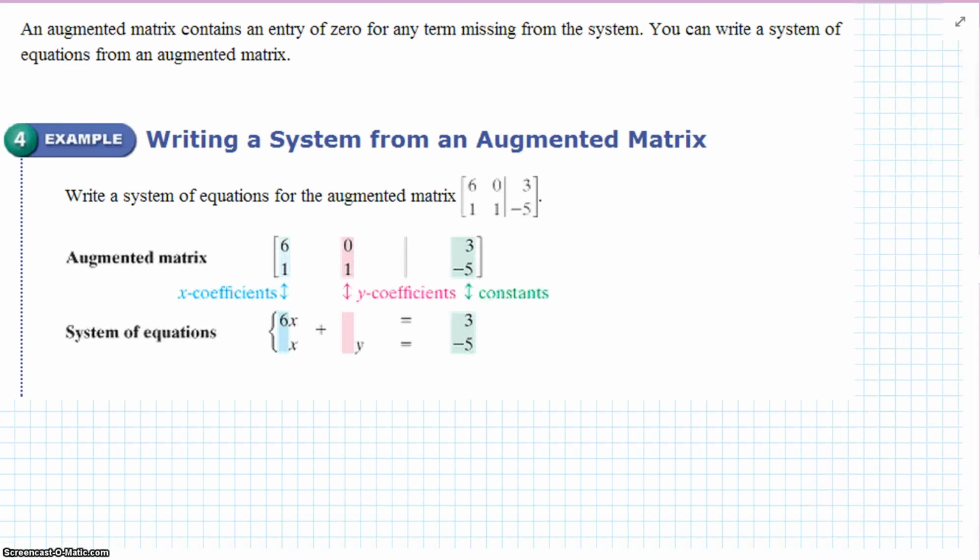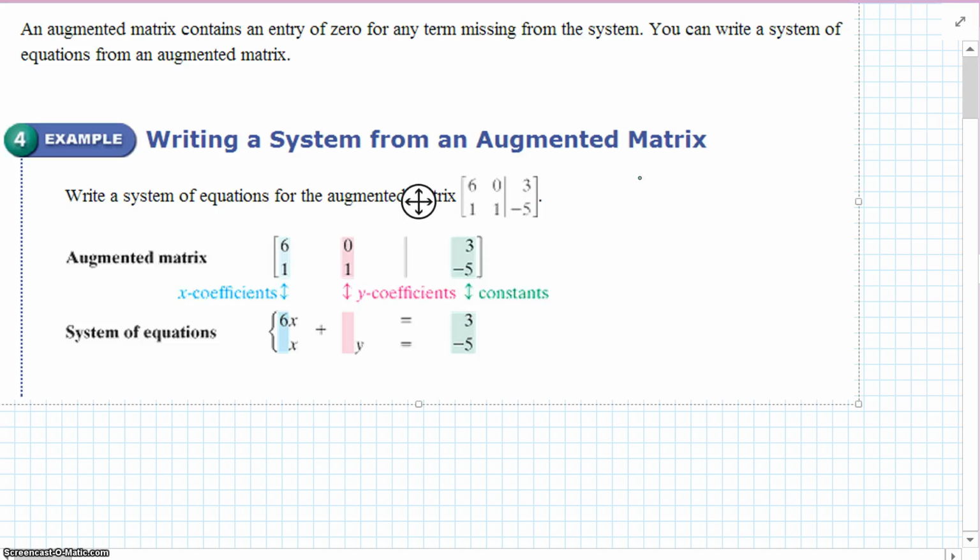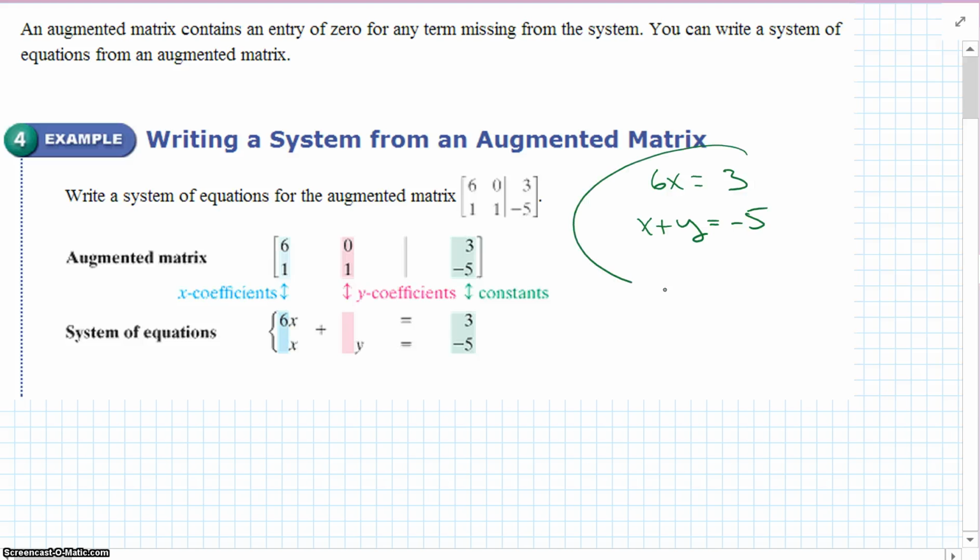An augmented matrix contains an entry of 0 for any term missing in the system. Okay, you can write them just like an equation from an augmented matrix. So write the system of equations for the augmented matrix 6, 0, 3, 1, 1, negative 5. So it's going to be 6x equals 3, x plus y equals negative 5. Everybody see how we do that? There's no y in the first one, so we just left it blank. Okay, easy enough.